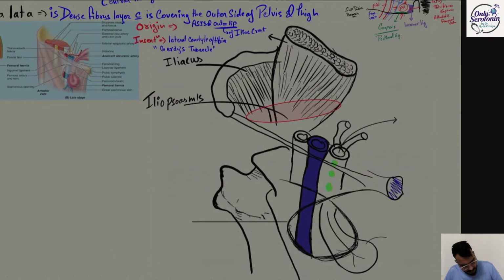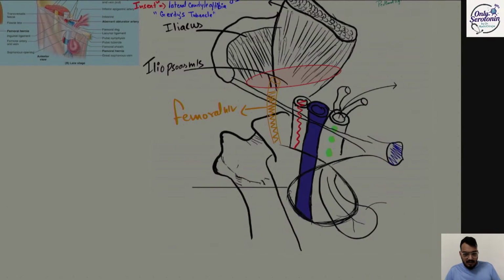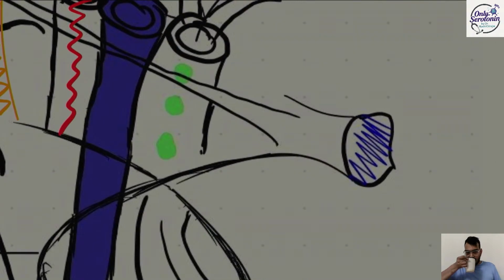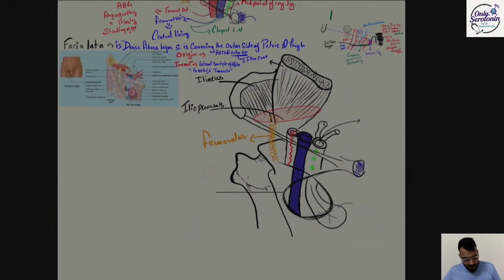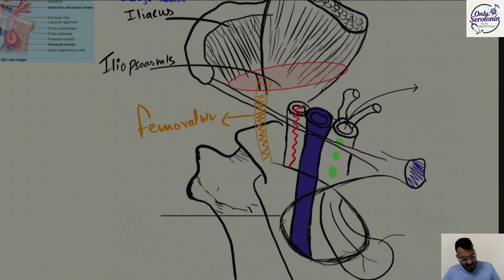From the iliopsoas muscle, or at the origin here, we are going to have one structure which is going to come down, and the name of this structure is what, guys? It is your femoral nerve. We already have discussed this femoral artery, femoral vein, and now the next thing which we have discussed is what? It is the femoral ring, from which these green color dots, they are what? They are inguinal lymph nodes. This is a bit of a complicated diagram.